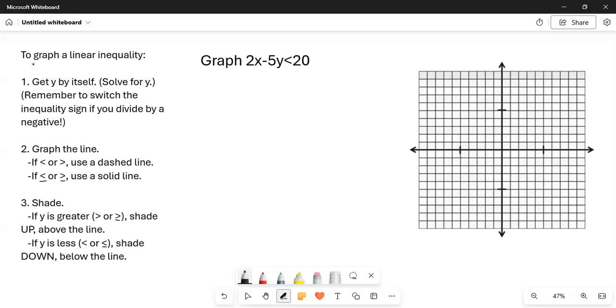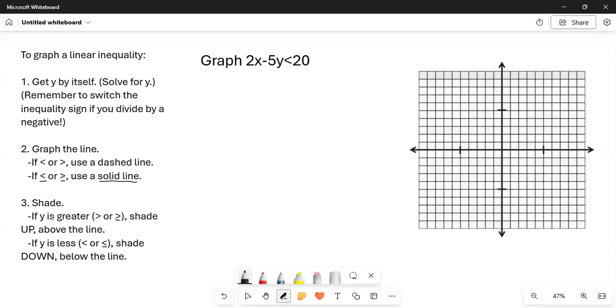For this new method, the steps are: step one, get y by itself. And if you divide by a negative, remember to switch your inequality sign. Then you're going to graph the line. If you have a less than or a greater than sign, you're going to use a dashed line. But if you have a less than or equal to or greater than or equal to sign, use a solid line. One way to remember that is if you have a solid line under your symbol, you're going to graph it with a solid line.